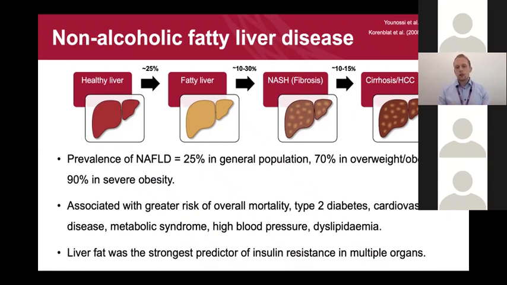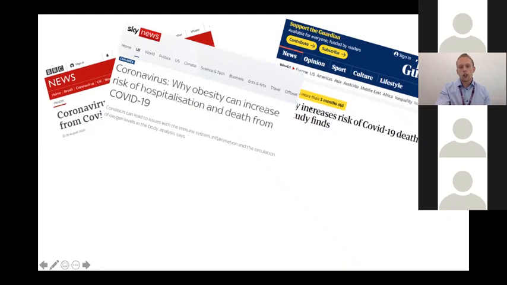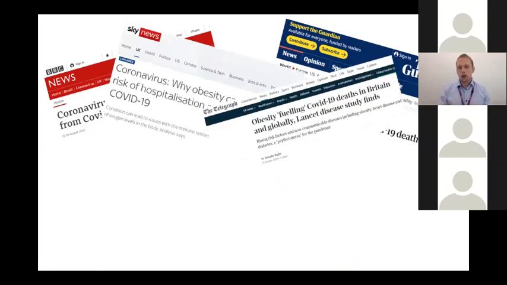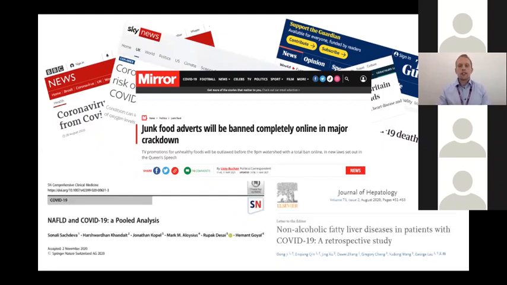So really, liver fat seems to be a really important factor underlying some of this metabolic dysfunction that we've been talking about. And this has become particularly relevant over the last year or so, as I'm sure many of you will have seen the different news headlines linking obesity to the severity of COVID-19 infections, but also mortality from COVID-19. Naturally, a recent proposal to try and tackle this has been the ban on junk food advertising after 9 p.m. So this has led to researchers also looking at whether these associations are evident in people with non-alcoholic fatty liver disease. So it's becoming even more important to try and treat these different conditions.